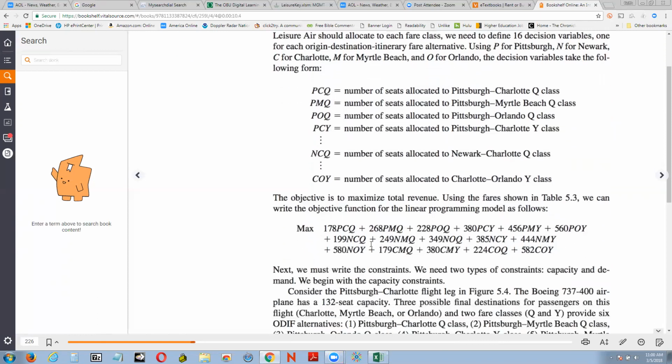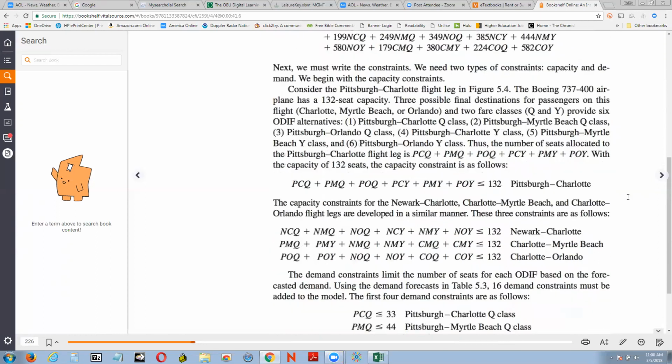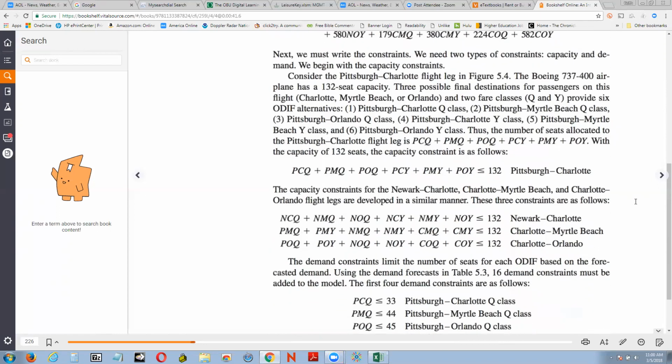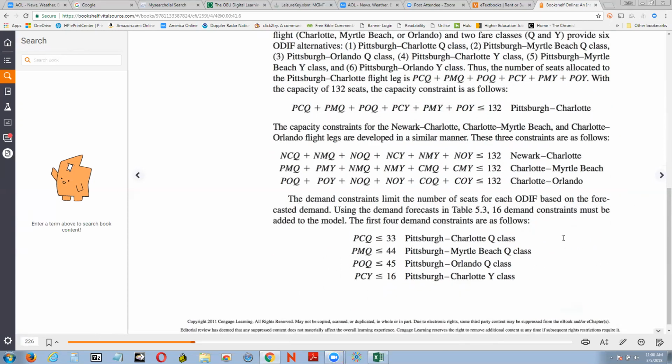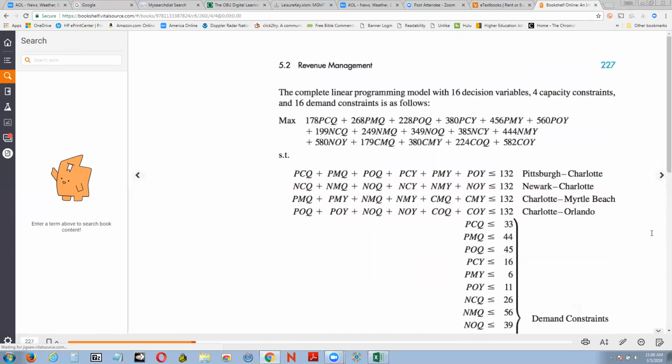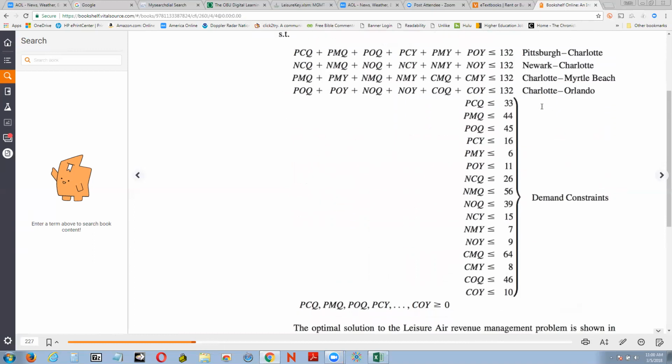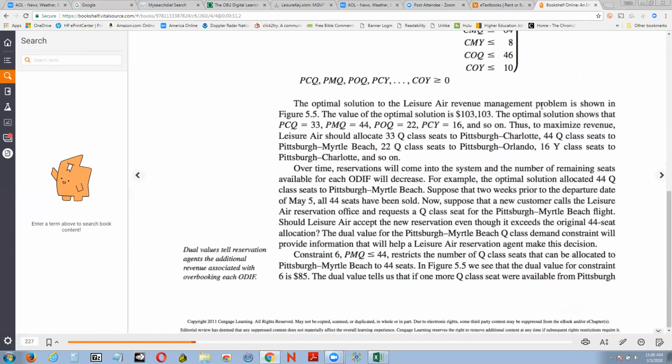And so here is the objective function, okay? Then we start to work through capacity constraints, okay? And then some demand constraints. And then here's the whole thing. Here's the objective function, okay? And again, it's linear algebra. It's what it is. So we assign values to each of these variables, and that's those flights. And then we have, subject to, the capacity constraints and the demand constraints. And then we go and get the optimal solution.